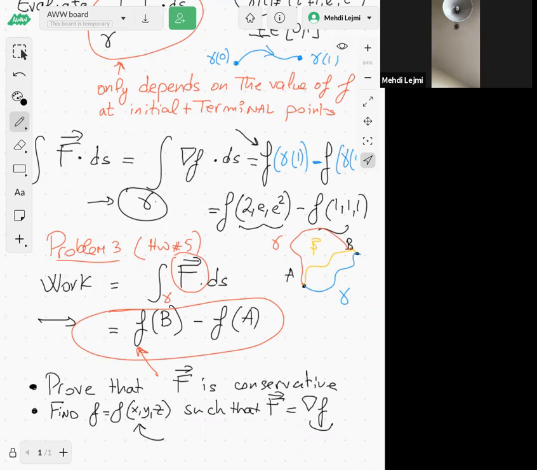So yeah, you have to do these first two steps here, and then this would be the answer.